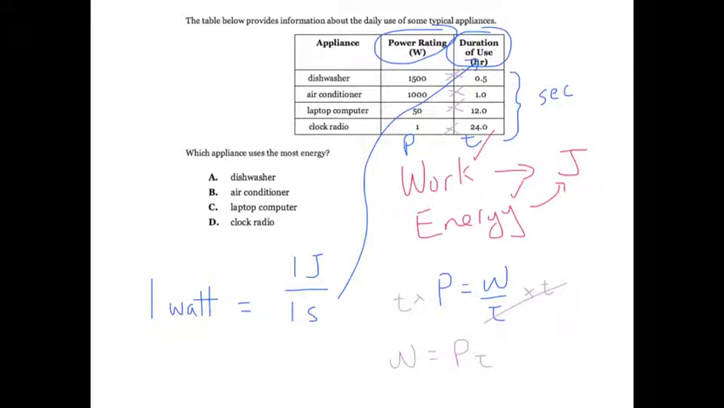So 1,500 times 0.5 is going to get us 750. 1,000 times 1 is 1,000. 50 times 12 is 600. And 1 times 24 is 24. So you can clearly see that our 1,000 winner has the most energy. So the answer is B, the air conditioner.